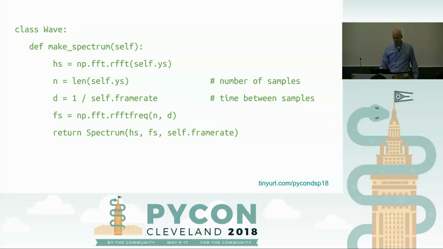And here's what it looks like. If you open up thinkdsp.py, you'll find a class called Wave that defines a method called makeSpectrum. What makeSpectrum does is call RFFT to compute the Fourier transform. That's how we get the amplitude of each frequency component. And then it calls RFFT frequency, which computes the x-axis. It tells us what the range of frequencies is that those amplitudes correspond to.